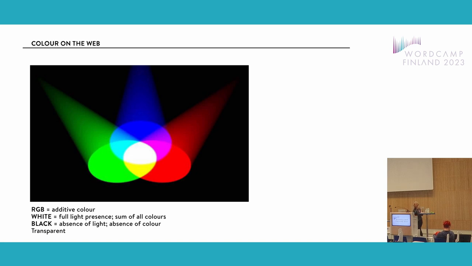When these three colors, red, green, and blue, overlap, they form white. So white is the presence of every color, and that's why this type of color is called additive. And they are colors obtained by emitted light directly from a light source. So white, I repeat, is the full light presence and the sum of all colors, whereas black is the absence of light and the absence of color.